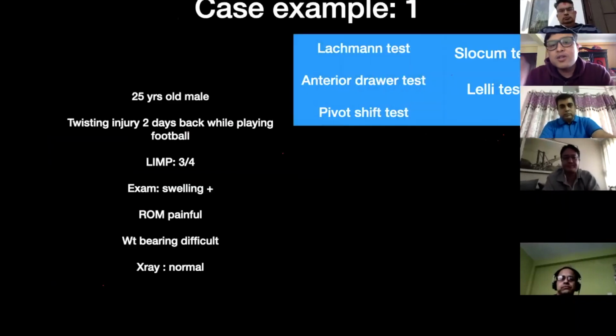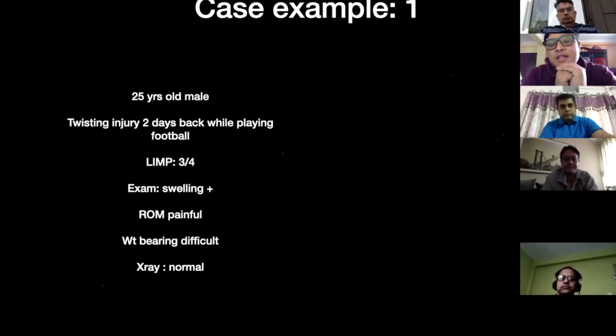So let's go on to a case. I would like to ask Sudeep sir to take this case. Sudeep sir. Okay, yes. Let me change the orientation. Can you see me? Yes, we can. Yes, sir.